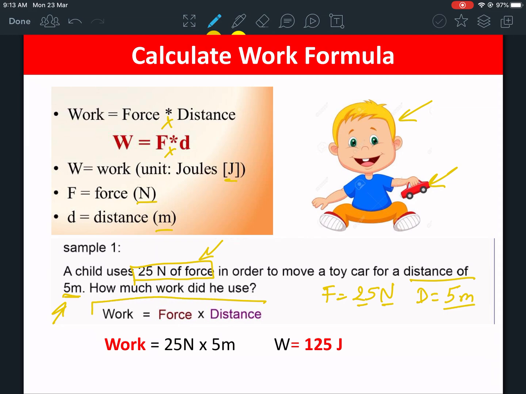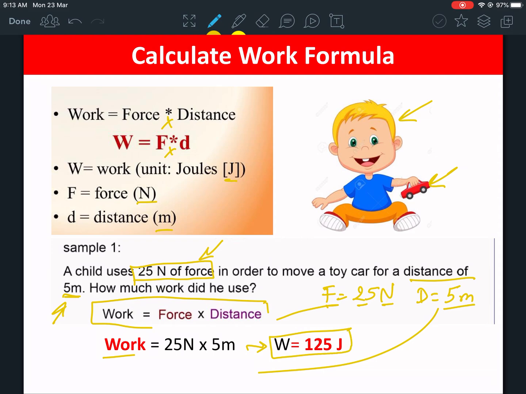Now I put the formula here. Work equals force times distance. So work equals 25 newton. Why? Because the force equals 25 newton. The distance equals 5 meter. 25 times 5 equals how much?